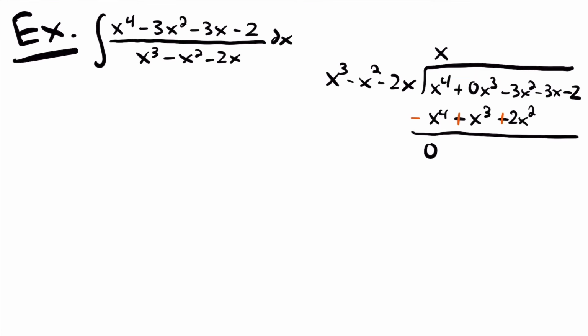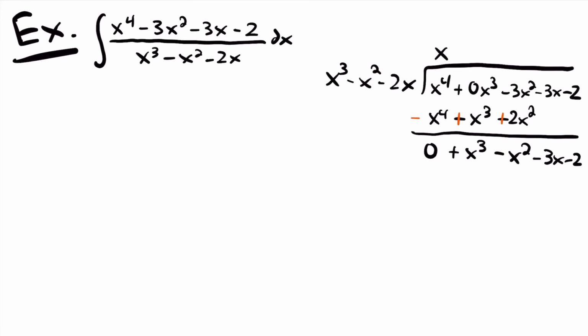0x to the third plus x to the third will be positive x to the third power. Negative 3x squared plus 2x squared will be negative x squared. And then we just bring these other two terms back down. So we have negative 3x minus 2. All right, and so then we do the whole process again, but instead of looking at these terms, we're going to look at these terms.